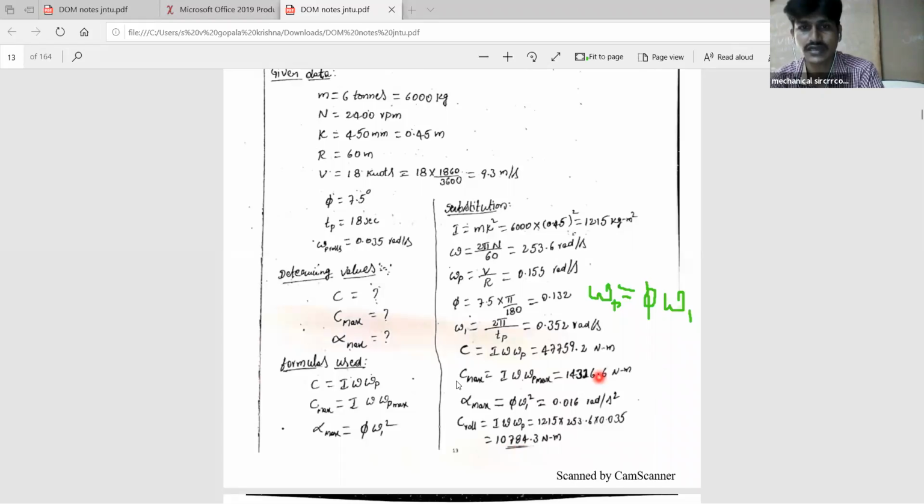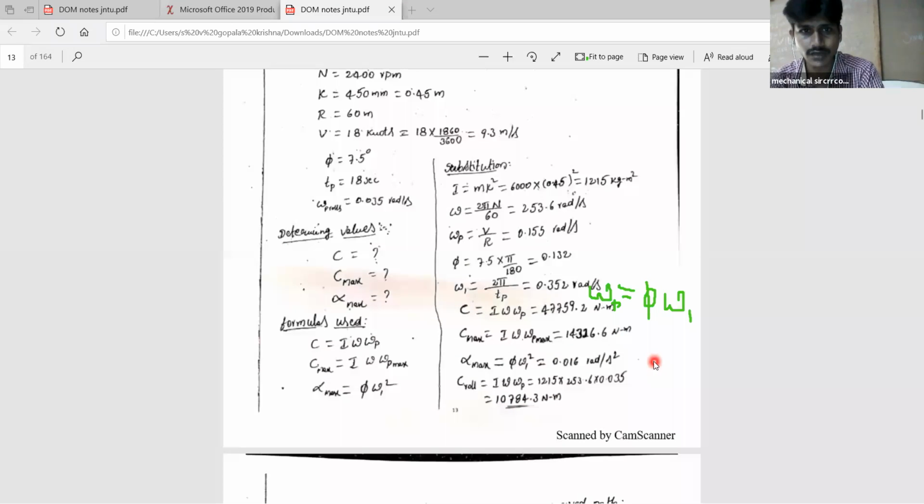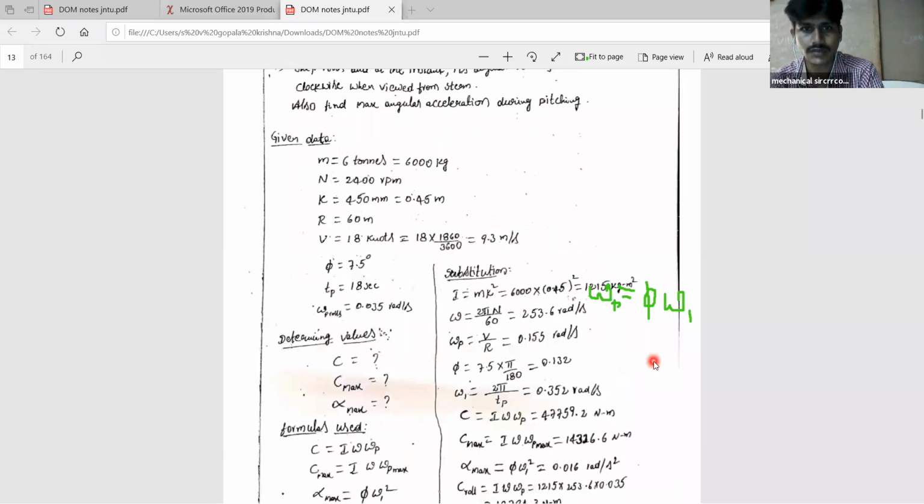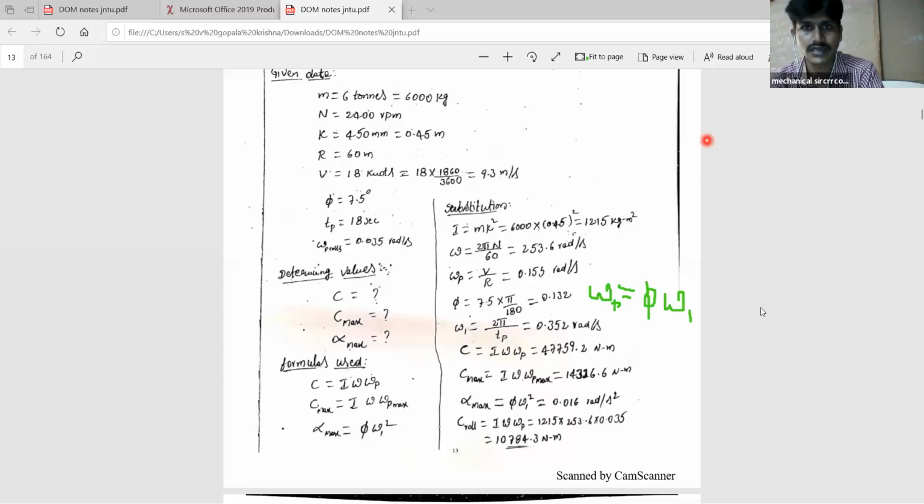So these are the results: C is there, C max is there, alpha max is there, and C rolling is also there. All of you copy the matter in your notebooks. It is a very important problem, belonging to the naval ship.